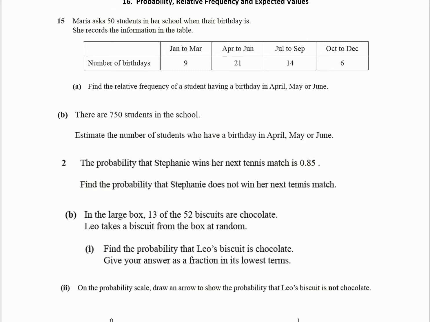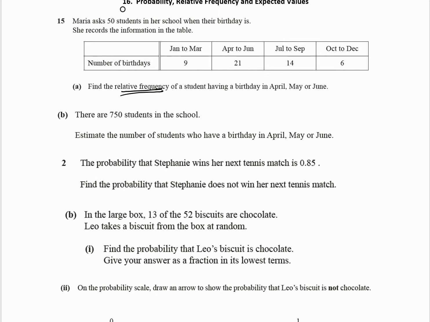Okay, the probability worksheet. The first thing we've got here is a survey. 50 students were asked when their birthday is, and those have gone in categories January to March, April to June, July to September, October to December. Now the relative frequency is like an experimental probability.